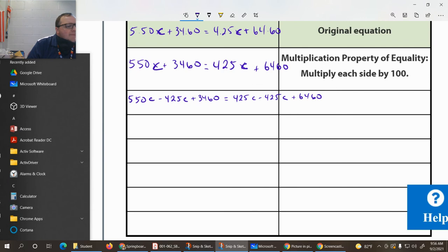And what property is that? What operation did I just perform to both sides? I subtracted 425C from both sides. And so that is the subtraction property of equality.